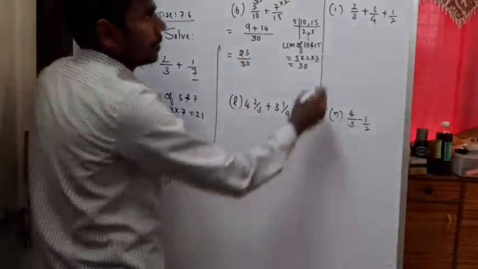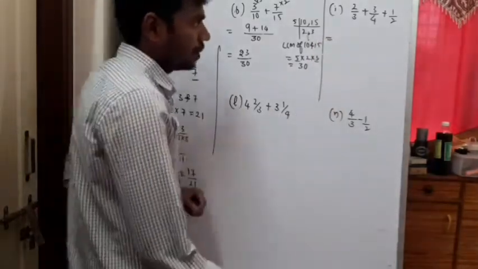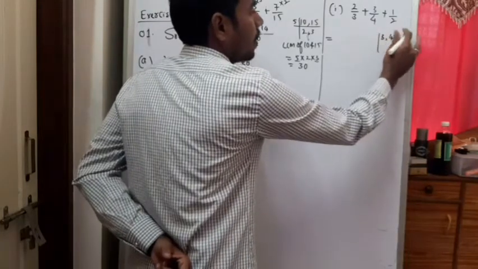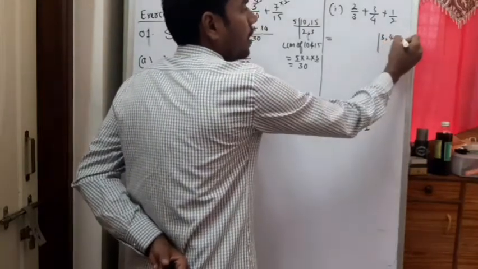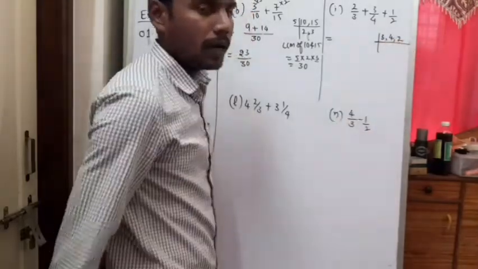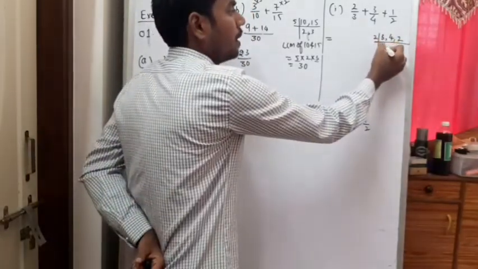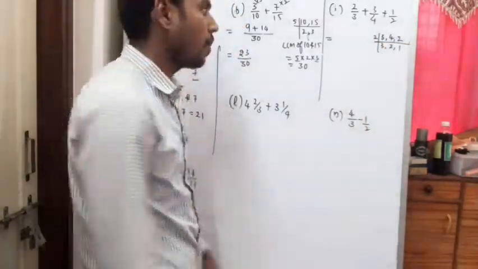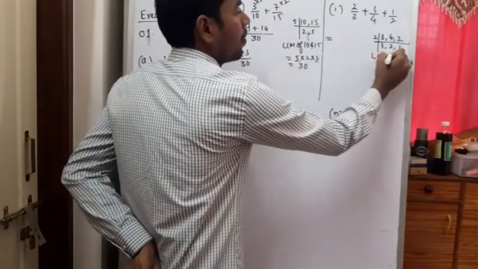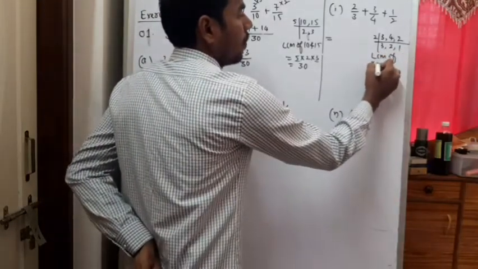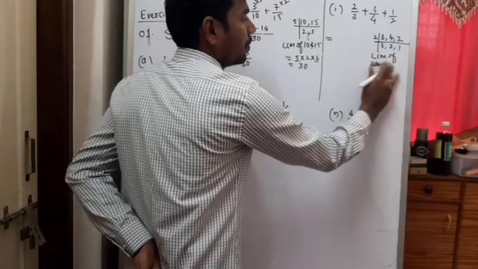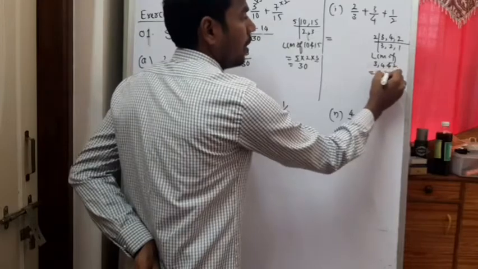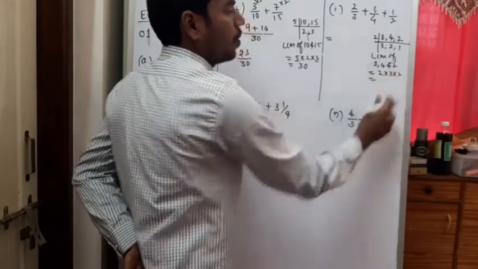Next, part I: 3, 4, 2. First calculate the LCM. At least 2 numbers should be divisible by a particular prime number. So 4 and 2 are multiples of 2, and we can go ahead. 2 threes, 2 twos, 2 ones. Since 3 and 2 are co-prime, we can stop at that point. So the LCM of 3, 4 and 2 is equal to 2 into 3 into 2. 2 twos are 4, 4 threes are 12.